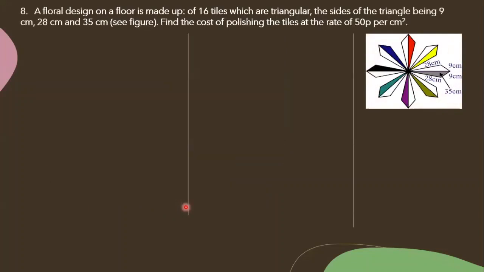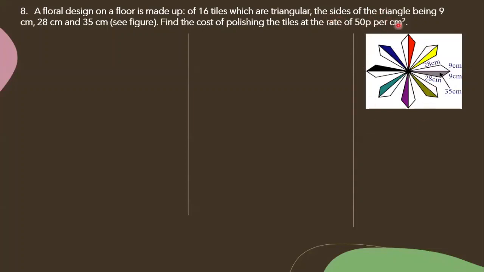Next, 8th one, a floral design on a floor. A floral design on a floor is made up of 16 tiles. You can see here how many tiles are there. 1, 2, 3, 4, 5, 6, 7, 8. With 8 they divide each one into 2 triangles. So in this red color one, there are 2. Yellow 2 are there. So like this, out of this 8 into 2, 16 tiles are there here. Am I clear, children? Yes, ma'am. Here there are 16 triangular shapes.